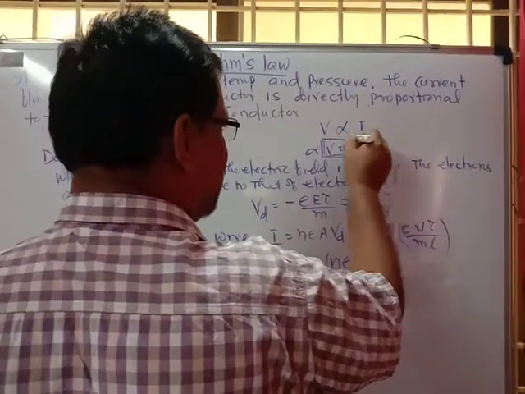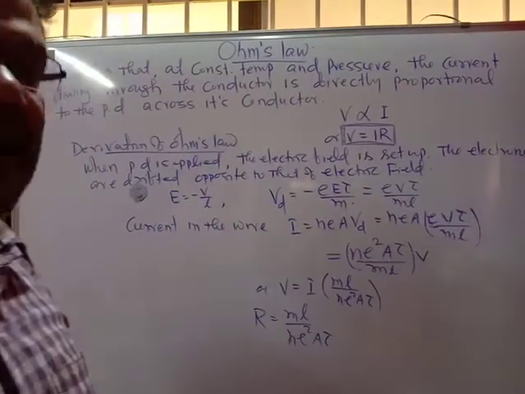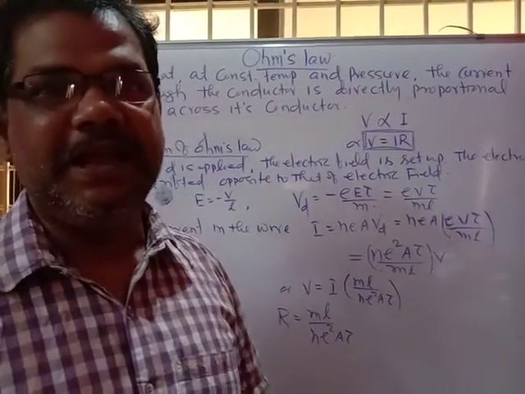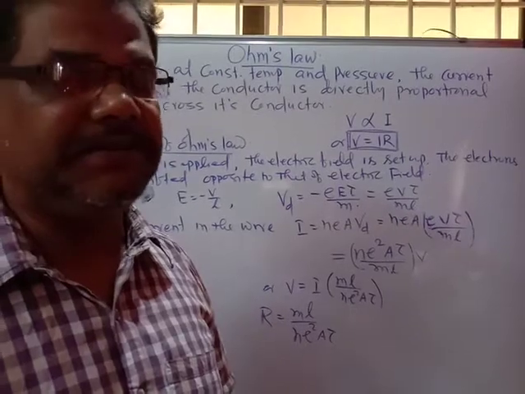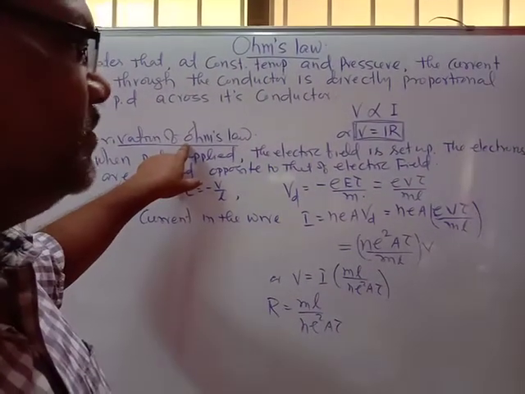So how will this R term, the resistance, be expressed in terms of relaxation time and the drift velocity? That is the derivation of Ohm's law. How do we derive Ohm's law?